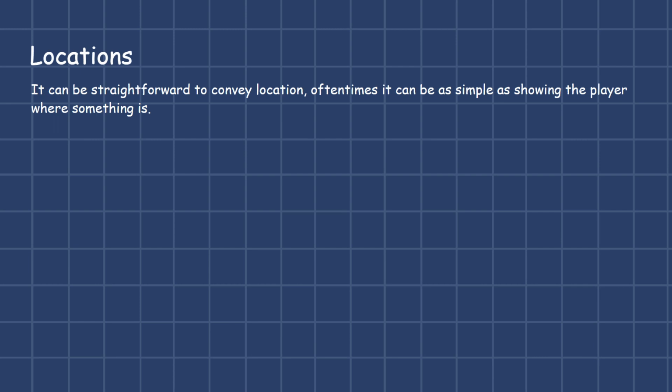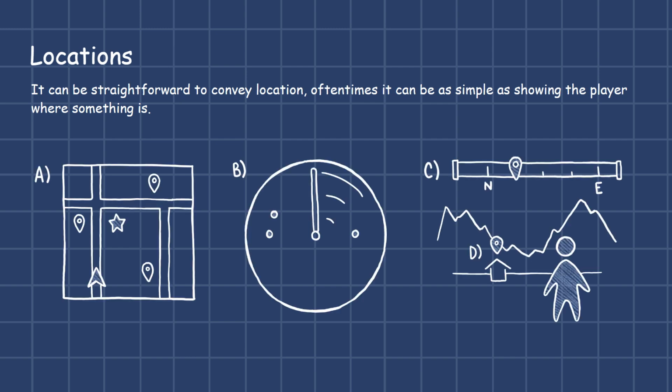It can be straightforward to convey location. Oftentimes it can be as simple as showing the player where something is. Icons on a compass or minimap are certainly the most straightforward way to communicate the location of something in any game where the players navigate a virtual space.